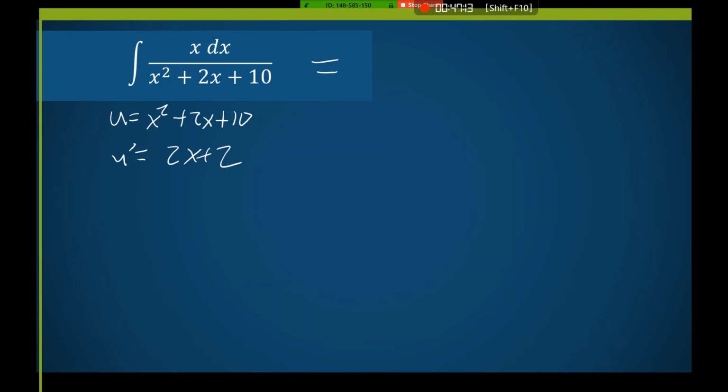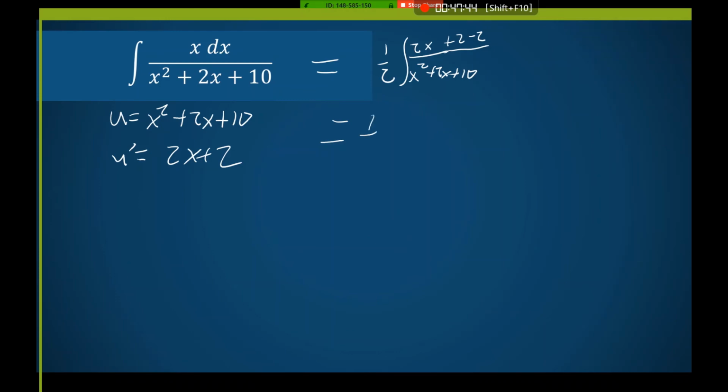One half u prime. Okay, I can do that. Then if you want to add 2, you'll also have to subtract 2. So plus 2 minus 2, so that I don't change the original problem. Okay, now if I want to break this apart, I can.